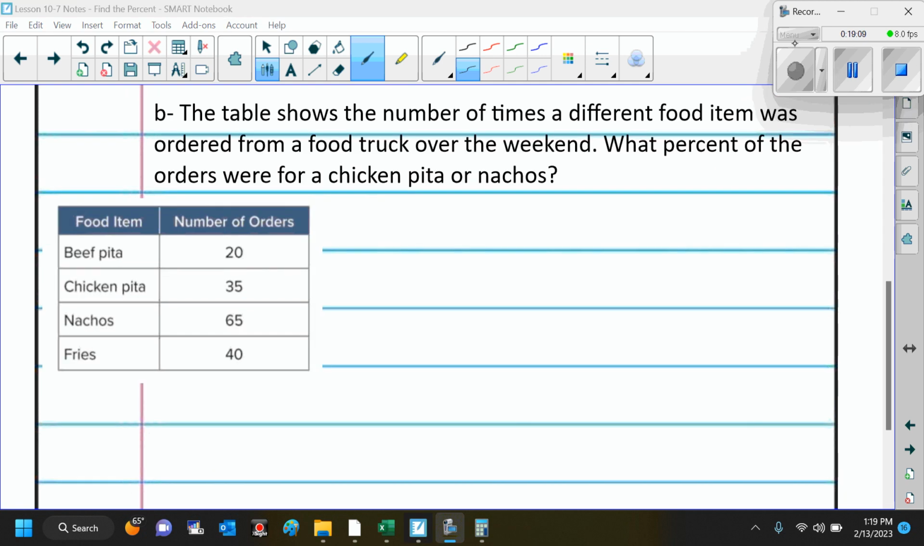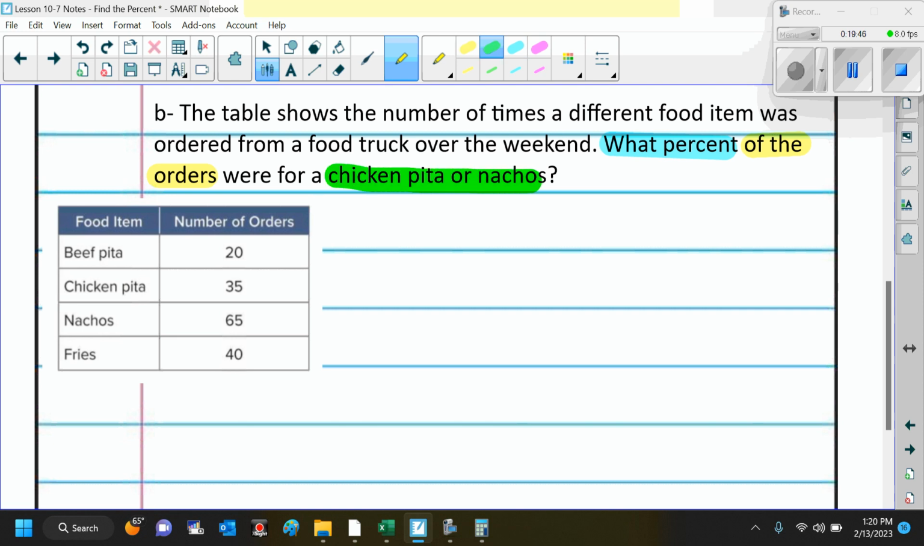All right, last one. I'm going to take 2 minutes and work on this one with your table partners. It says the table shows the number of times a different food was ordered from a food truck over the weekend. We want to know what percent of the orders were for chicken, pita, or nachos. Okay, so again, we're looking for what percent of the orders. When we say of the orders, we mean of all of the orders. And we're looking for the percent of people who chose chicken, pita, or nachos.